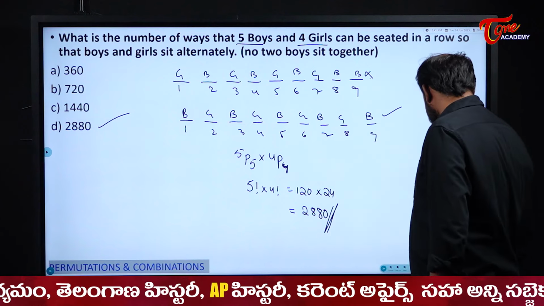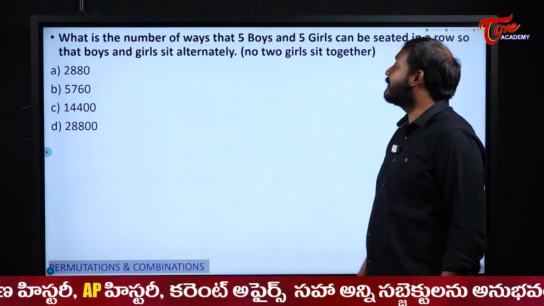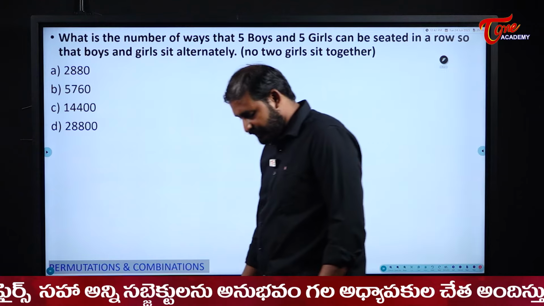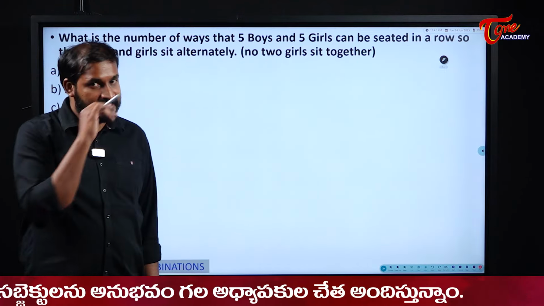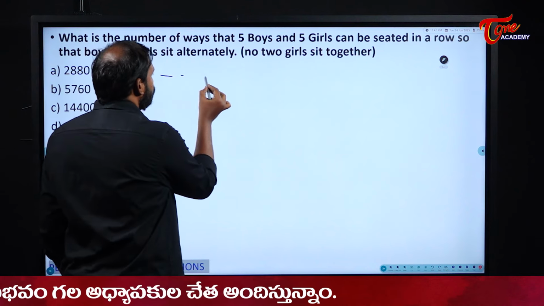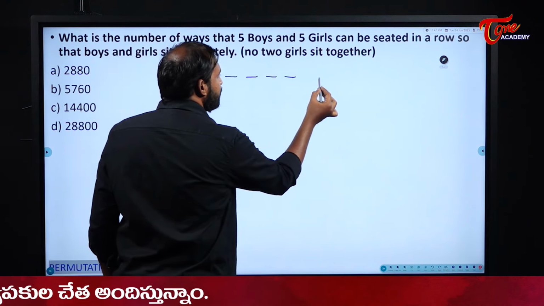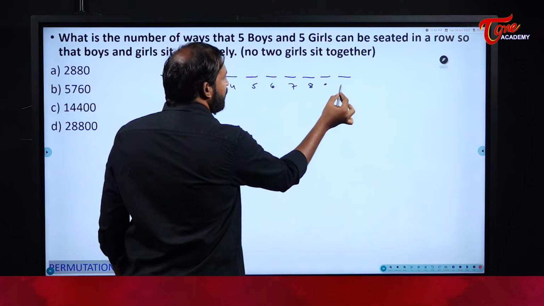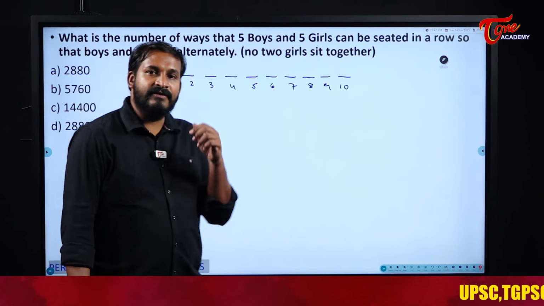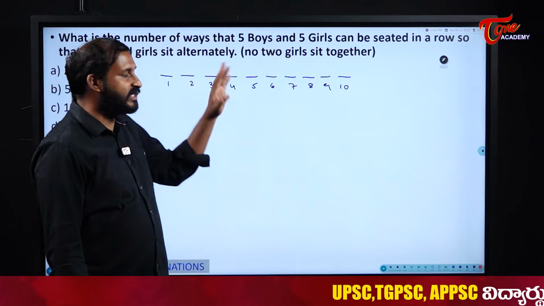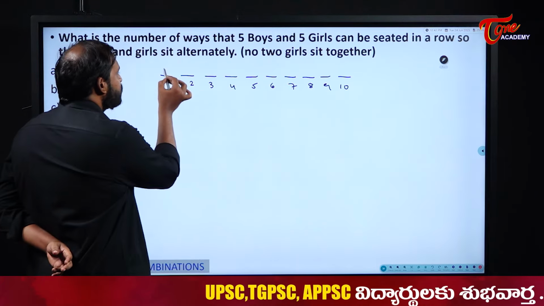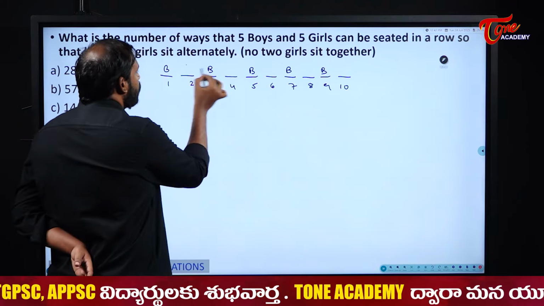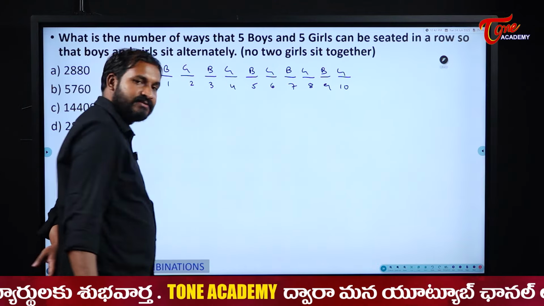Okay, right? Next one. What is the number of ways that 5 boys and 5 girls can be seated in a row such that boys and girls sit alternately? No 2 girls sit together. Now, see here, total how many are there? 10 positions are there for me. So 1, 2, 3, 4, 5, 6, 7, 8, 9 and 10. In 10 positions I will have 5 odd positions and 5 even positions. They should sit alternately, right? So for example, if boys occupy the odd positions, 5 boys, girls will occupy the even positions. This is one chance.